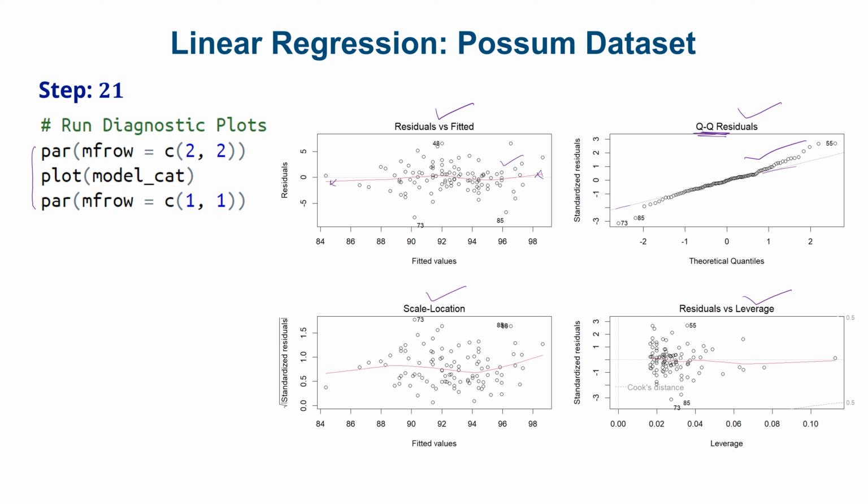Next, we look at the scale location plot to test for homoscedasticity. A flat horizontal band of points is what we want. If the plot fans out like a funnel, it suggests heteroscedasticity. In our case, we see a flat horizontal band of points, which confirms homoscedasticity.